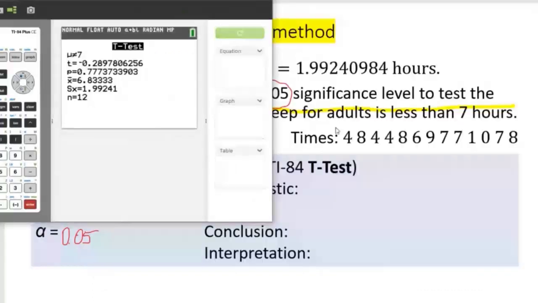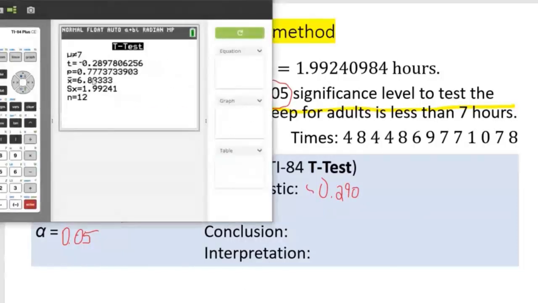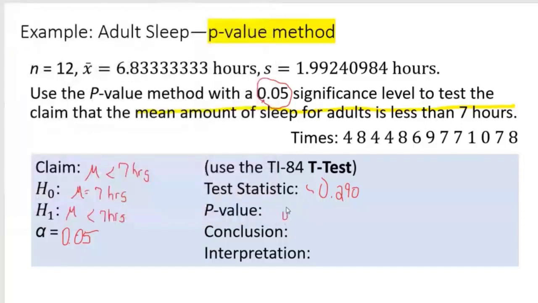When I hit enter and get this result, these are the very important numbers for us. My test statistic, that t, is negative 0.2897, which is going to round to negative 0.290. My p-value is 0.7773. We can make a conclusion from either one of these methods.